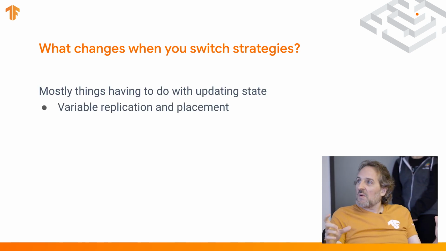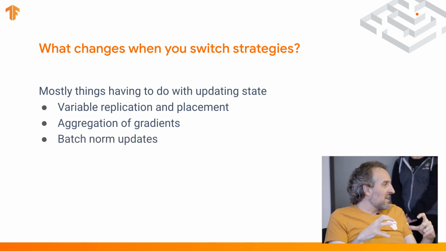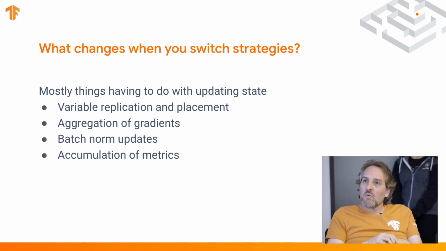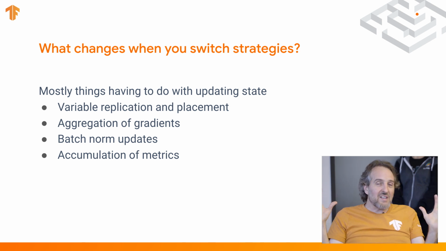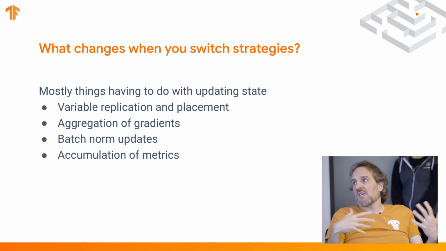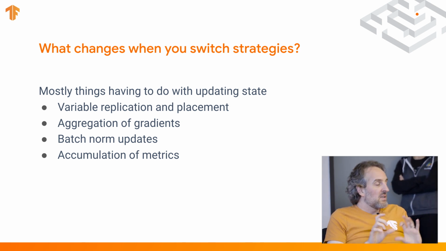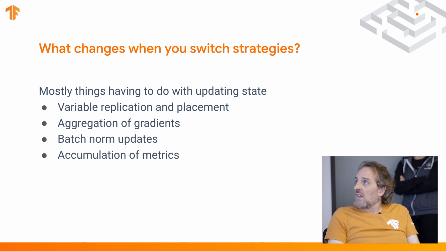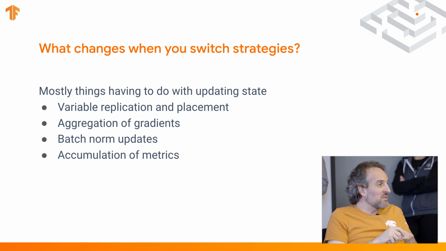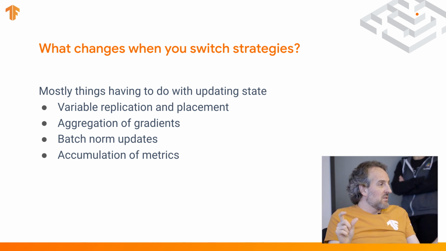What you learn doing this exercise is that keeping state and updating state are the things that change. And so when you switch strategies, things like variables, batch norm updates, metrics, all those things need a little bit of support to become more distributed and work well in a distributed setting. So we need a little bit of help to say, okay, we're about to compute an update for a variable. This is something you're going to need to do specially.